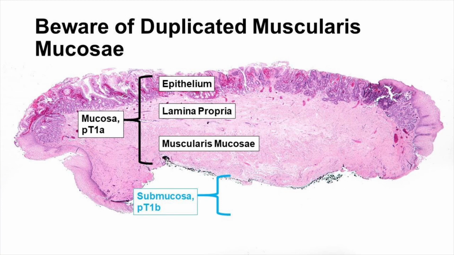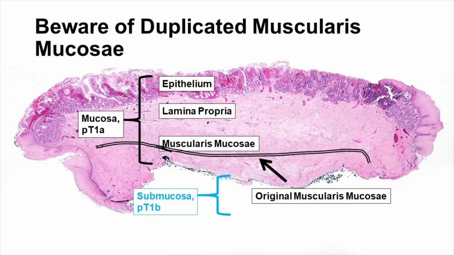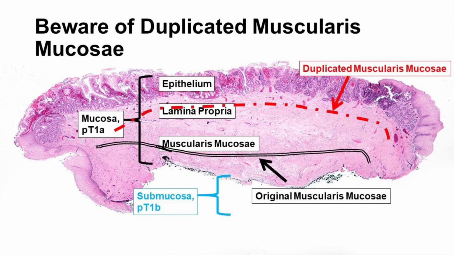Beware of the duplicated muscularis mucosae. This tram track line highlights the original muscularis mucosae. As this layer becomes damaged through cycles of inflammation and repair, you can acquire duplicated muscularis mucosae, or slips of muscle that are still within the mucosa. Lesions within this red line would still be considered pT1a mucosal lesions.